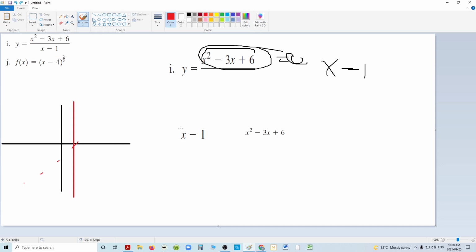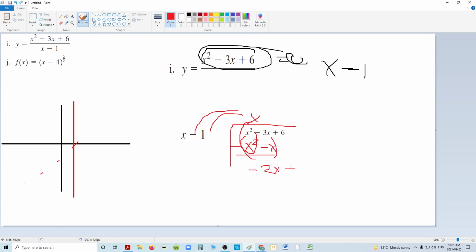So what do I have to multiply x by to get x squared? X. And when I do, I multiply it here, I get x squared. And when I multiply it by the minus 1, I get minus x. And then just like long division, you subtract this bottom. Well, this becomes a minus and this becomes a plus. So that means x squared minus x squared disappears, but minus 3x plus x becomes minus 2x.